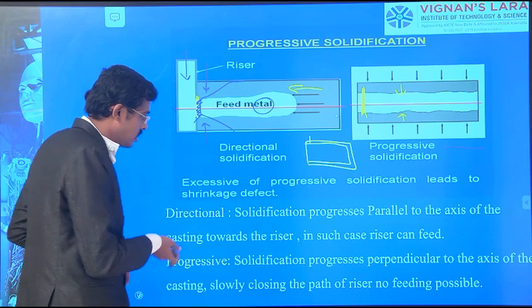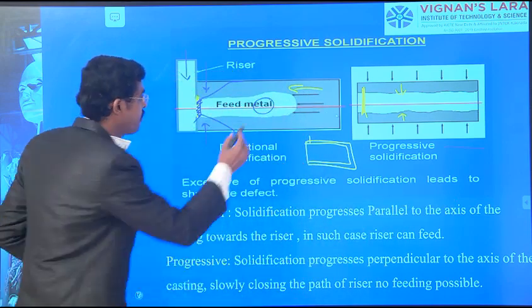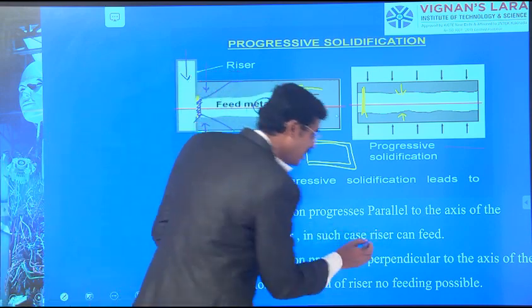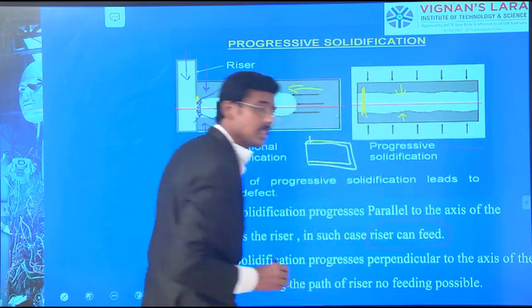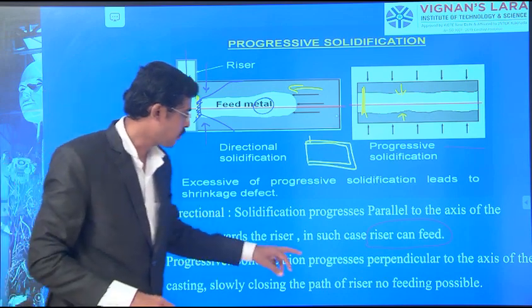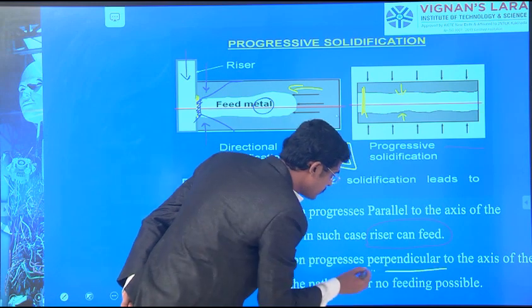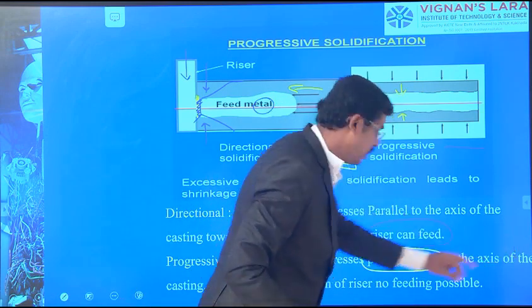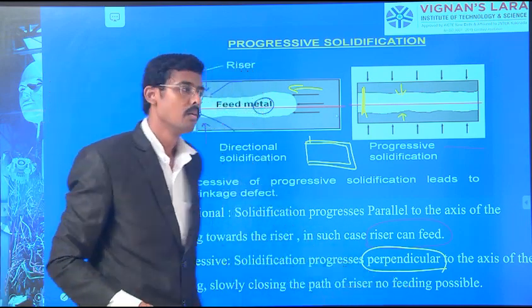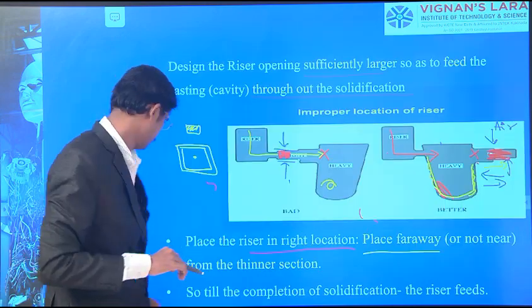Directional solidification, the definition: solidification progresses parallel to the axis of casting, towards the riser. In such cases, the riser can feed. Otherwise it may not be possible. Progressive solidification is the solidification process where it is perpendicular to the axis of casting, slowly closing the path of the riser to the feeding, making it not possible. So I am recommending the directional solidification to happen.